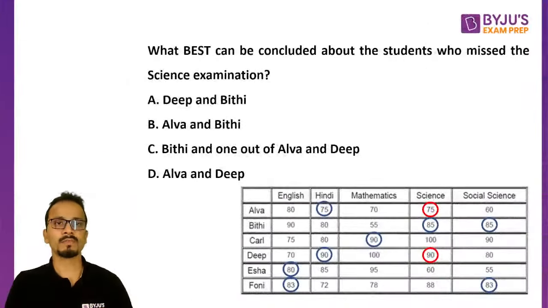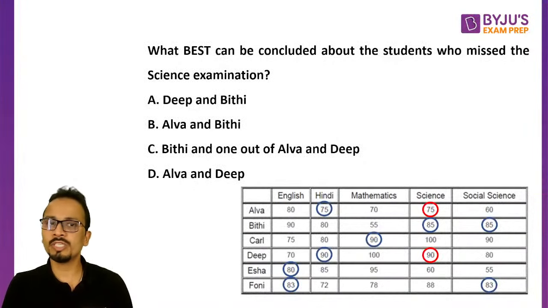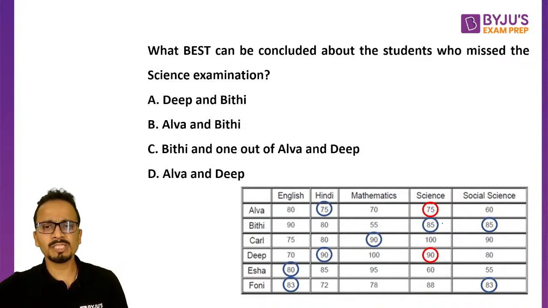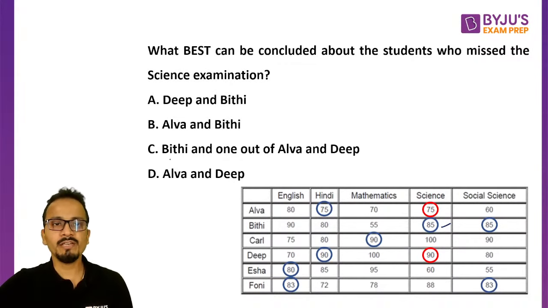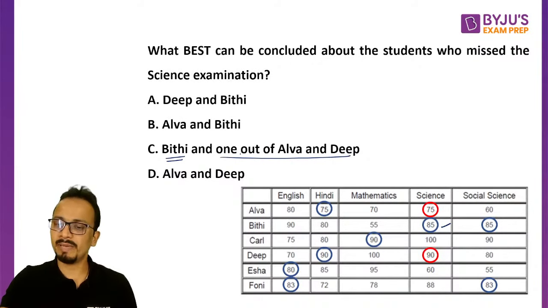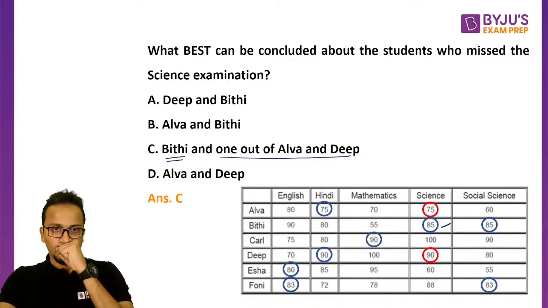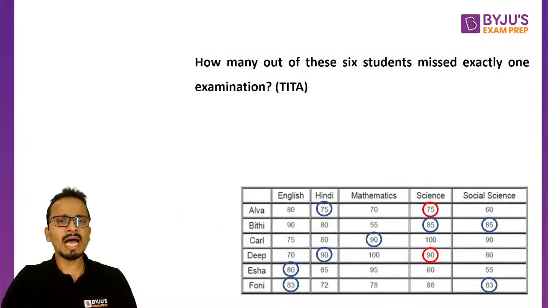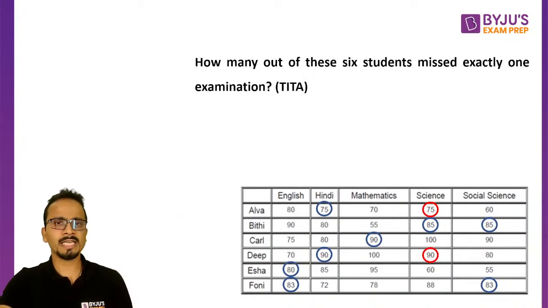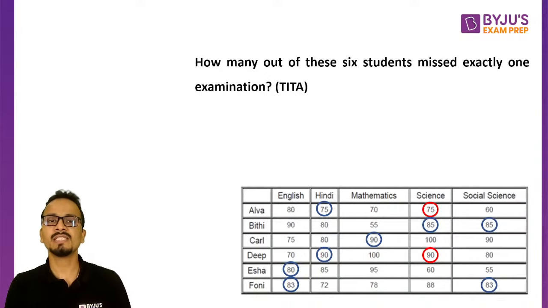Question number 4. What best can be concluded about the students who missed science? Science is missed by Bithi for sure, but it is also missed by one of Alva and Deep. So Bithi for sure and one out of Alva and Deep. Option C is the best option that I can mark. Yes, the answer is option C. And finally, one more question I think after this. How many out of these 6 students missed exactly one examination?